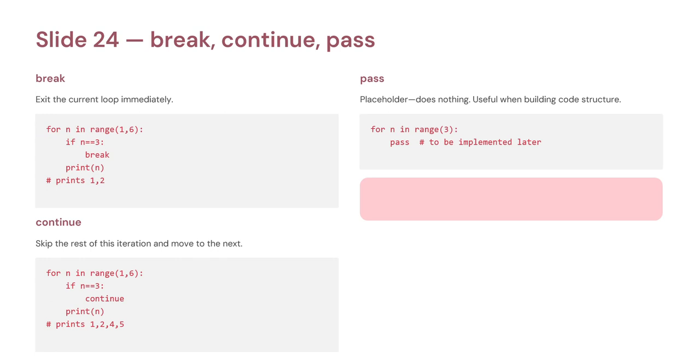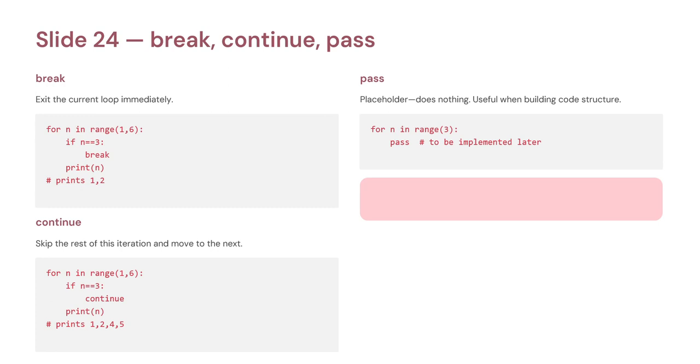For example, imagine you are searching for a particular student in a list of 1000 students. Once you find that student, do you need to continue checking the remaining 999 students? No. You can stop the loop immediately. Python provides three special statements for controlling loops. Number 1, break. Number 2, continue. Number 3, pass. Let's understand them one by one.